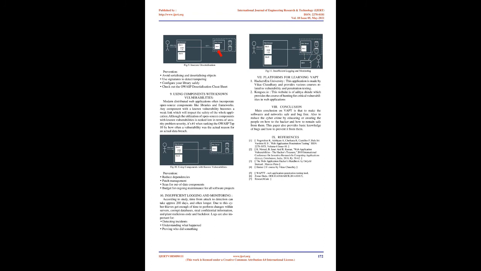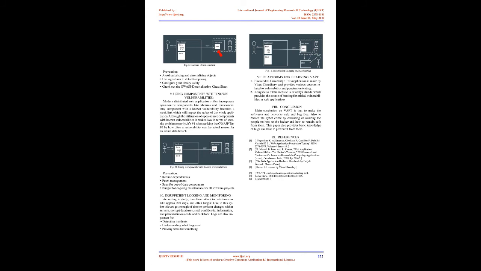Prevention. Avoid serializing and deserializing objects. Use signatures to detect tampering. Configure your library safely. Check out the OWASP deserialization cheat sheet. 9. Using components with known vulnerabilities.